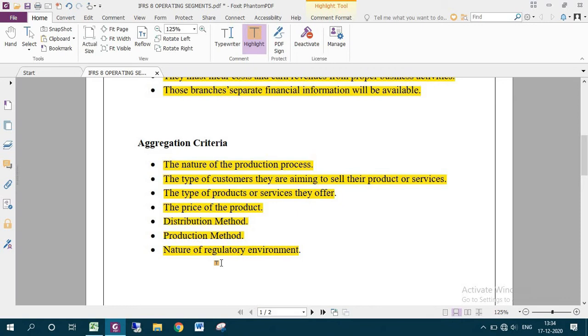Just to make sure that you got the concept, let's do a small question. This is not an exam level question, just to understand the concept.